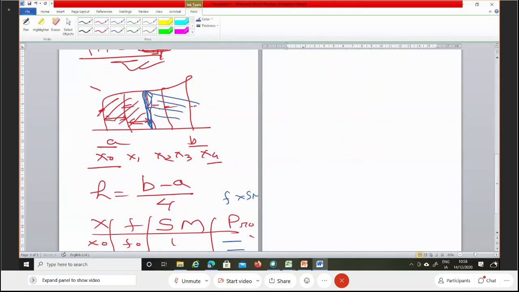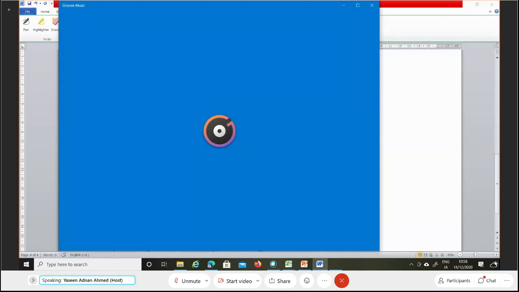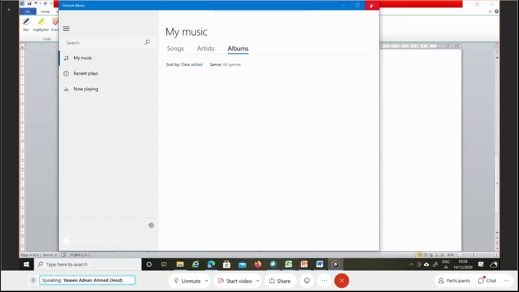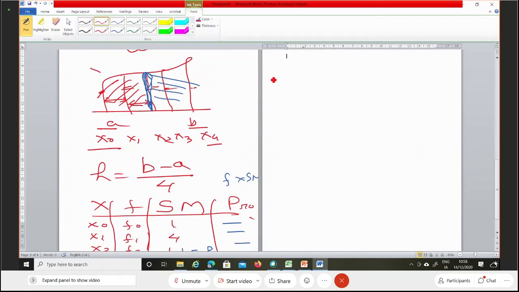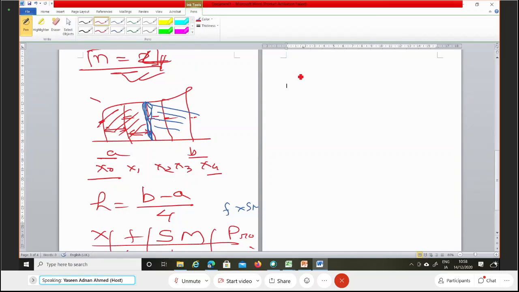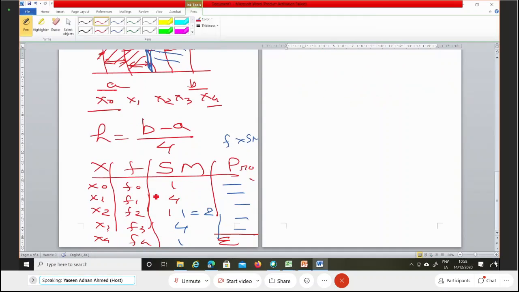So after that, your answer will be, you need to sum up the thing here. Okay, hold on. You need to sum up, and after that your integration will be, remember, 1/3 h summation of this product. 1/3 h, you need to multiply it. So h will be here b minus a divided by 4.